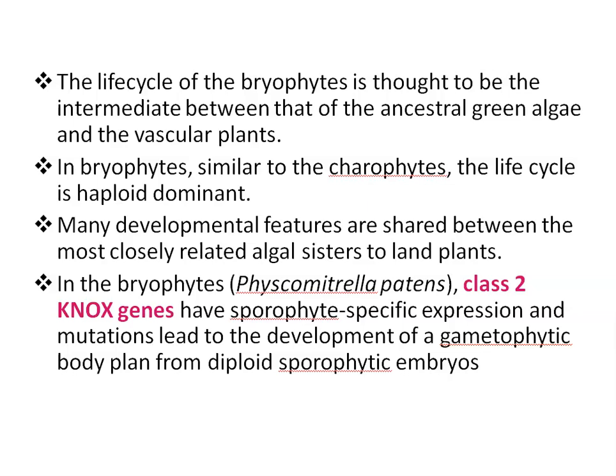Then, in bryophytes, class 2 KNOX genes have sporophyte specific expression, and mutations lead to the development of the gametophytic body plan from diploid sporophytic embryos.